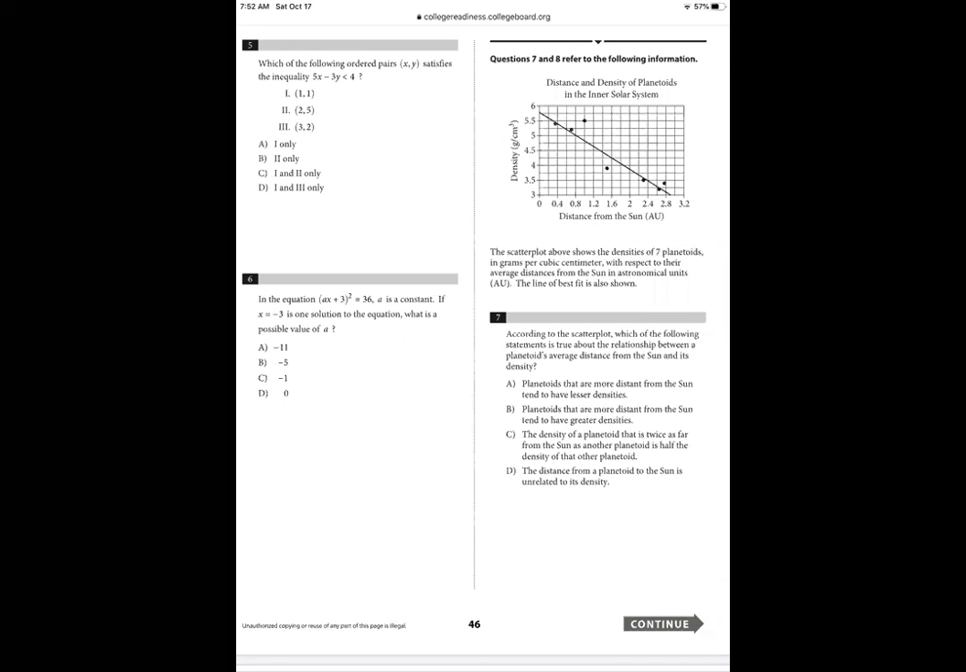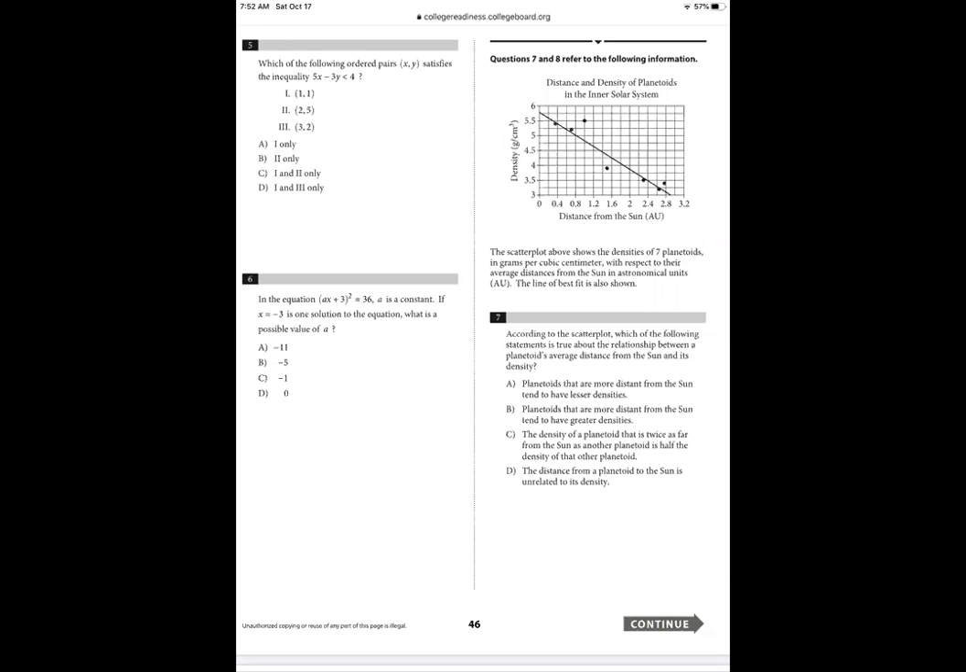Welcome to SAT Math Practice, one page at a time with hints and tricks. This is practice test number 7, section 4, which you are allowed to use a calculator for. This is page 2, numbers 5, 6, and 7.